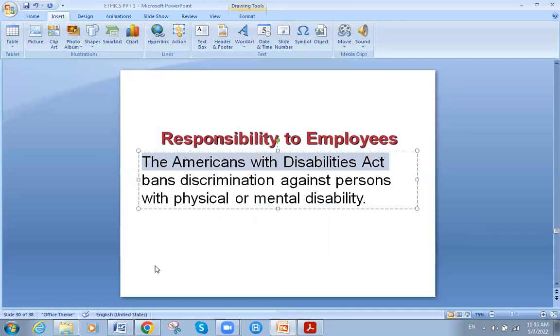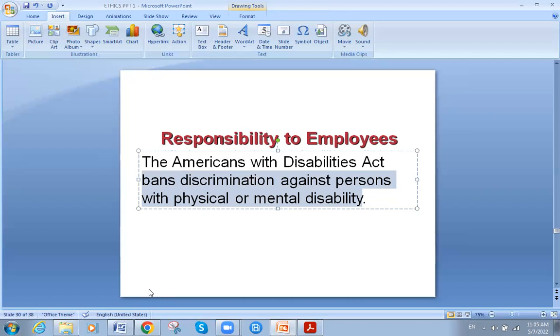So it means we have here in Canada also a Disability Act. Back home in Egypt, there is a Disability Act. Everywhere there is a Disabilities Act. It bans discrimination against persons with physical or mental disability. So they have the right to live, they have the right to earn, to win.